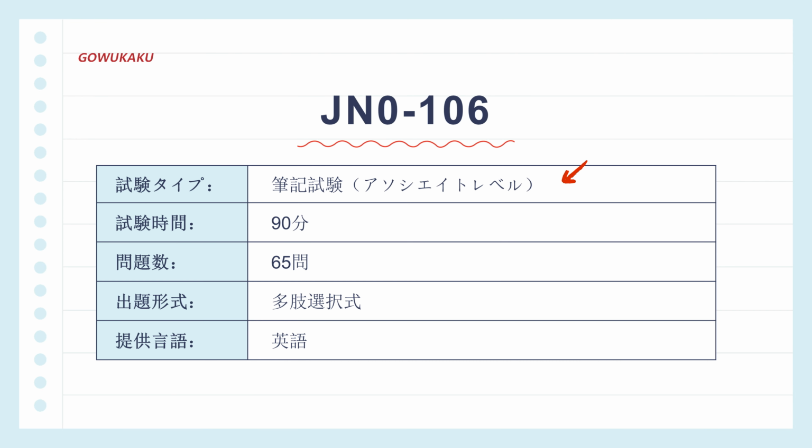So just for some foundational context, the JN0-106 associate-level written exam is basically a 90-minute gauntlet. A very fast 90 minutes. Yeah, seriously. You're facing 65 multiple-choice questions delivered in English. So to simulate that vibe, I'm going to read the full text of every practice question and all 4 options aloud, exactly as they're written. Sounds like a plan. Then we are going to tear them apart.